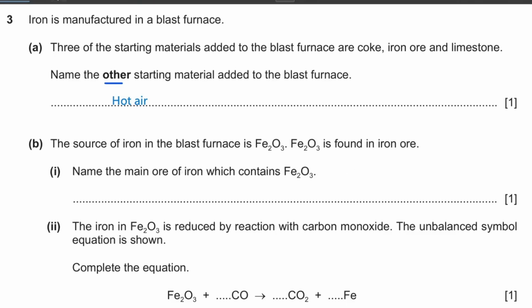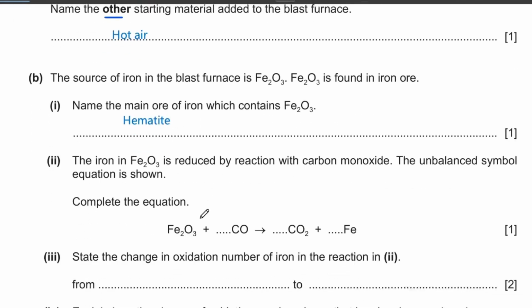So the main ore of iron that contains iron(III) oxide is hematite. So you need to remember all these things: the starting materials, the ore, and the equation of the reaction for both extraction of iron and for extraction of aluminium.